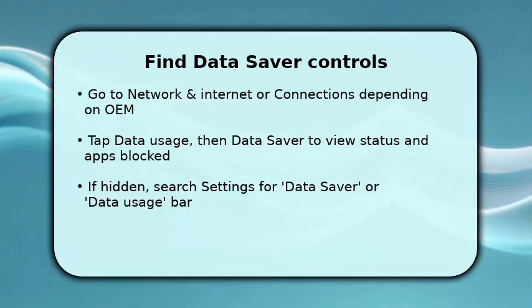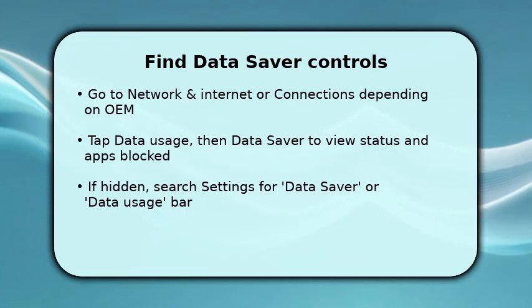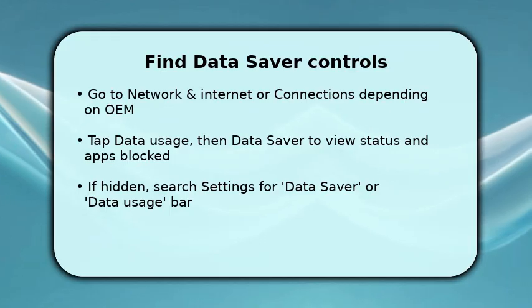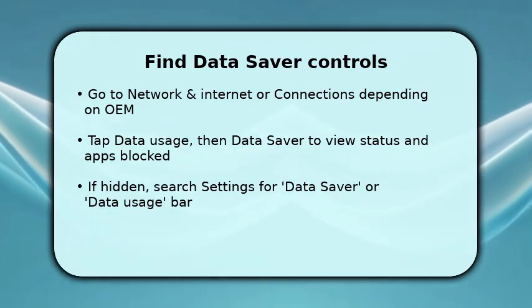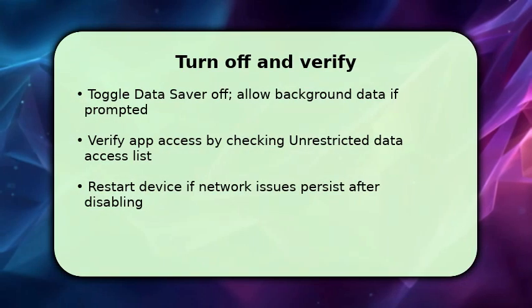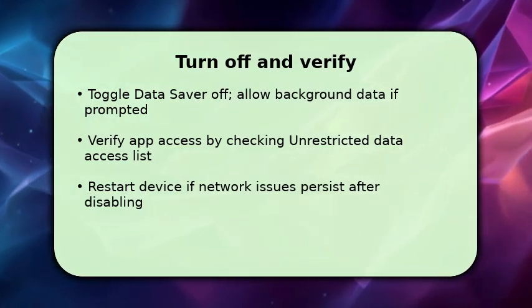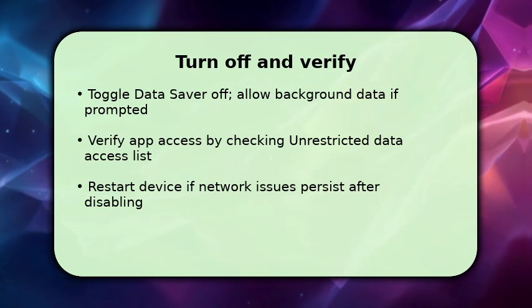If you can't find the menu, use Settings Search and type Data Saver or Data Usage. That will jump you straight to the control panel. Now toggle Data Saver off. The switch is usually at the top of the screen. When you turn it off, the system restores normal background data access so apps can sync and send notifications.